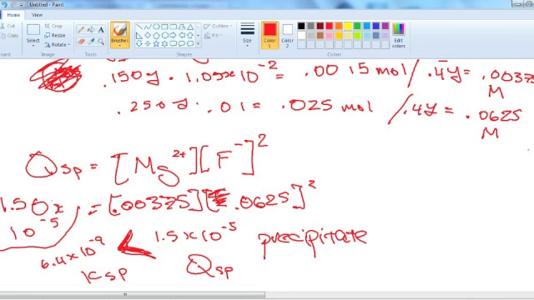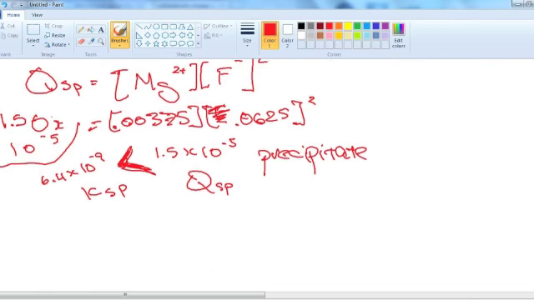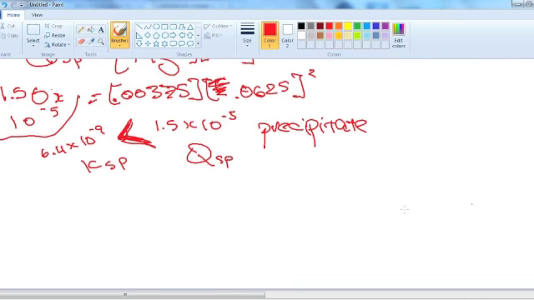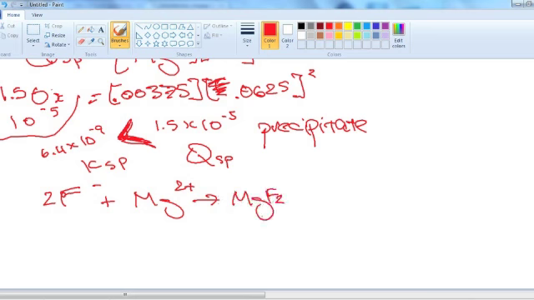Okay, and with that, let's scroll down a little here. Now since we know the precipitate is going to form, aren't we going to write the equation in a certain way? Oh, now we got to flip it. We got to flip the equation from 2F minus, excuse my handwriting, to MgF2. Awesome.